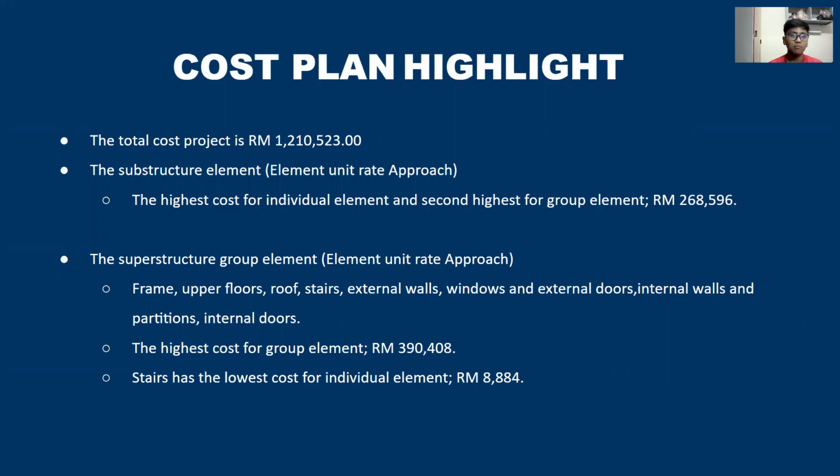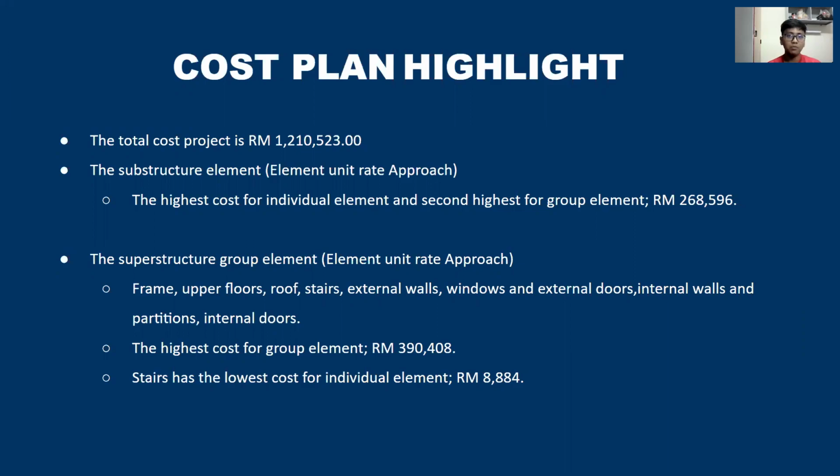For the total cost, which was said by Asma, is 1,210,523 ringgit. So we divided the group element into 6. The first one is the substructure element. We're using the element unit rate approach for the calculation. For this element, it has the highest cost for the individual element and the second highest for the group element, which is at 268,596 ringgit.